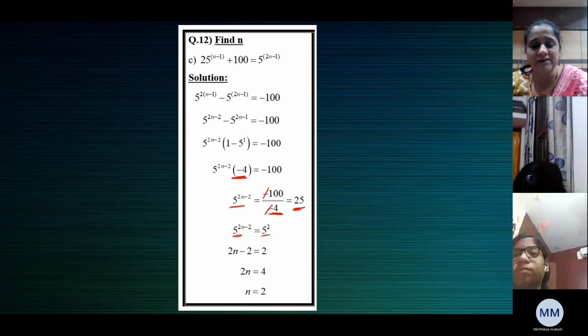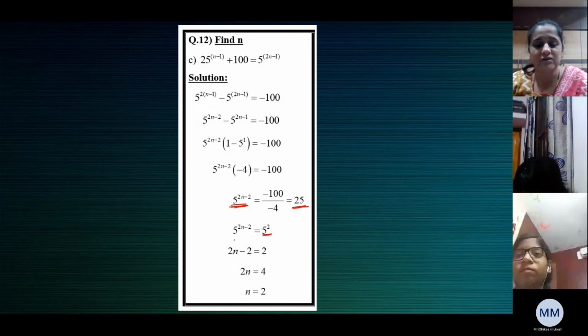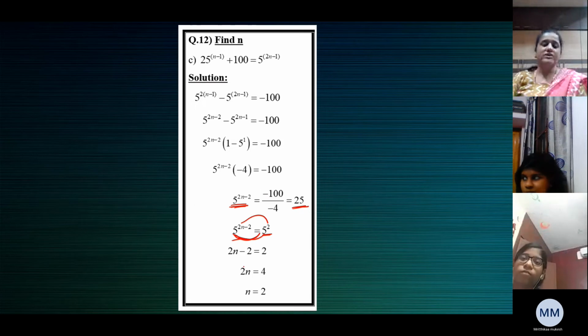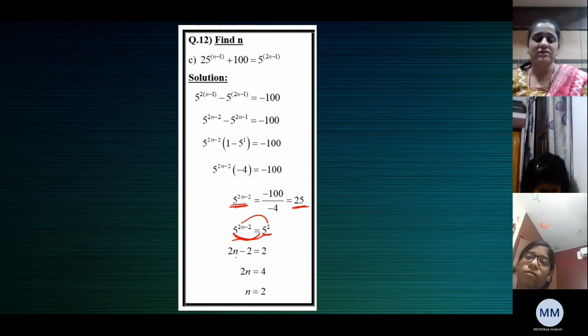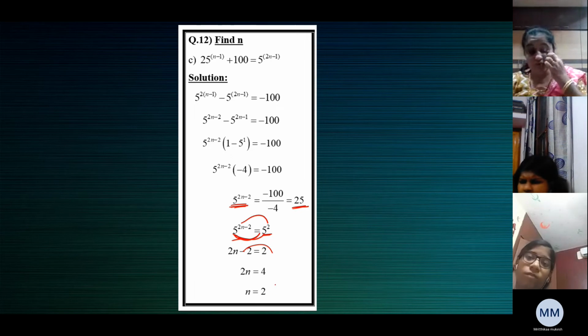And 25 can be written as 5 squared. So now on either side, bases are same, 5, 5. So we equate the powers. So 2n minus 2 is equal to 2. On solving this, you transpose, so you get 2n is equal to 4. n is equal to 4 by 2, which is 2.